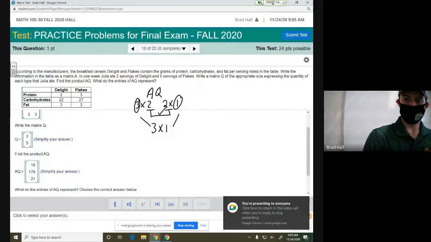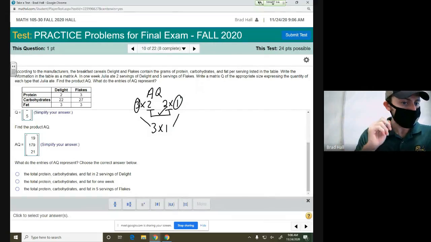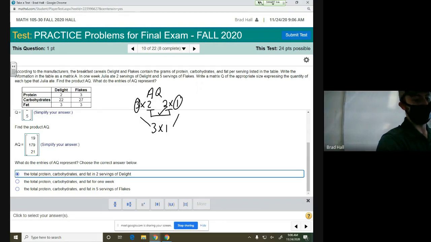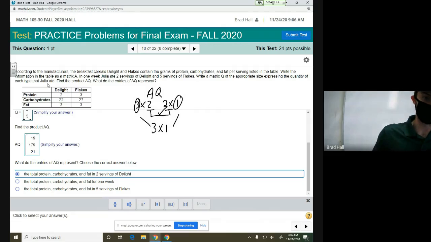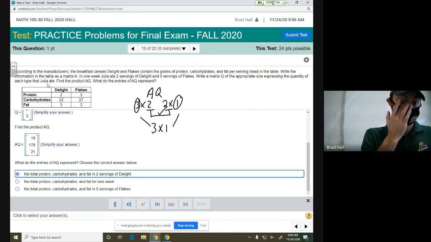Okay. And so finally, they want us to determine what the entries of AQ represent. It seems like it is, just choose one of these. So if A here represented the table of information, Q was the number of servings, 2 servings of Delight and 5 servings of Flakes, which seem to be the 2 cereals.